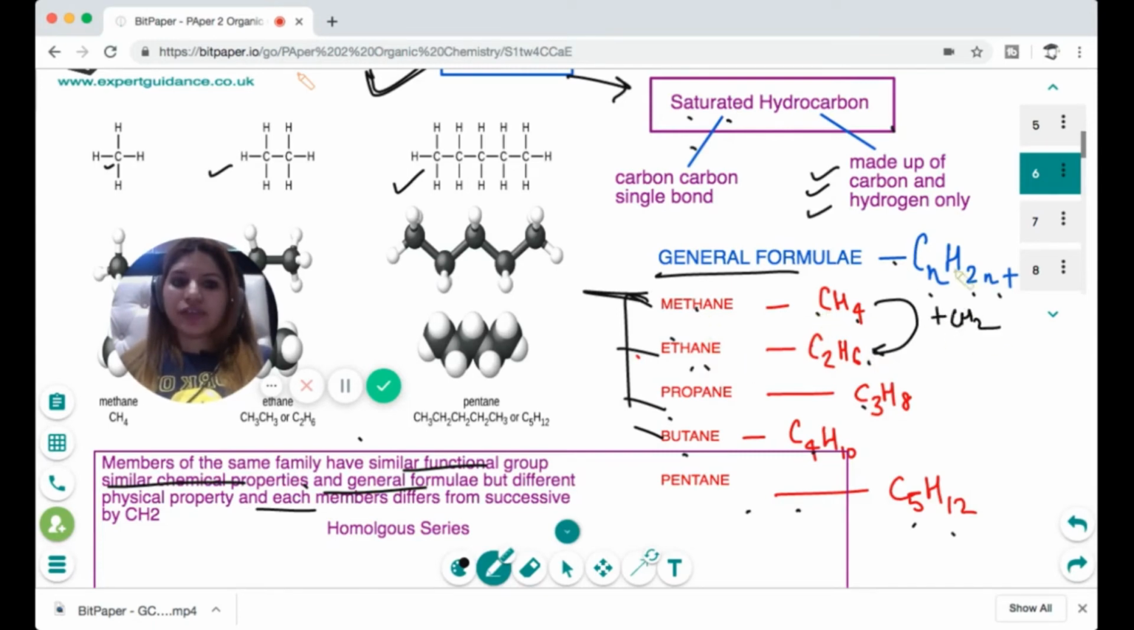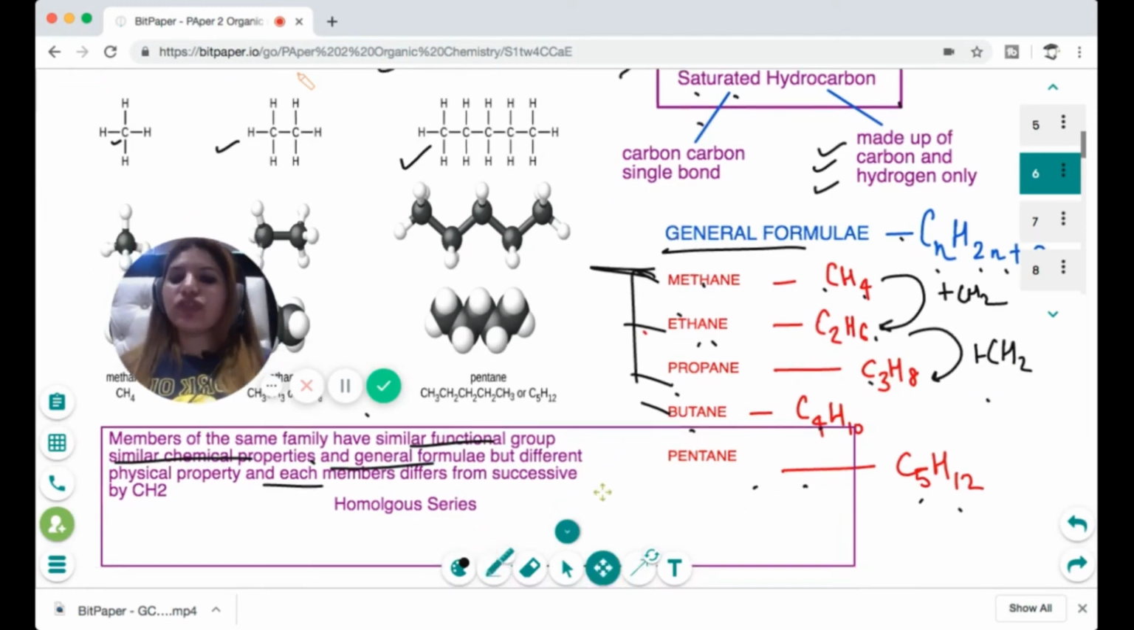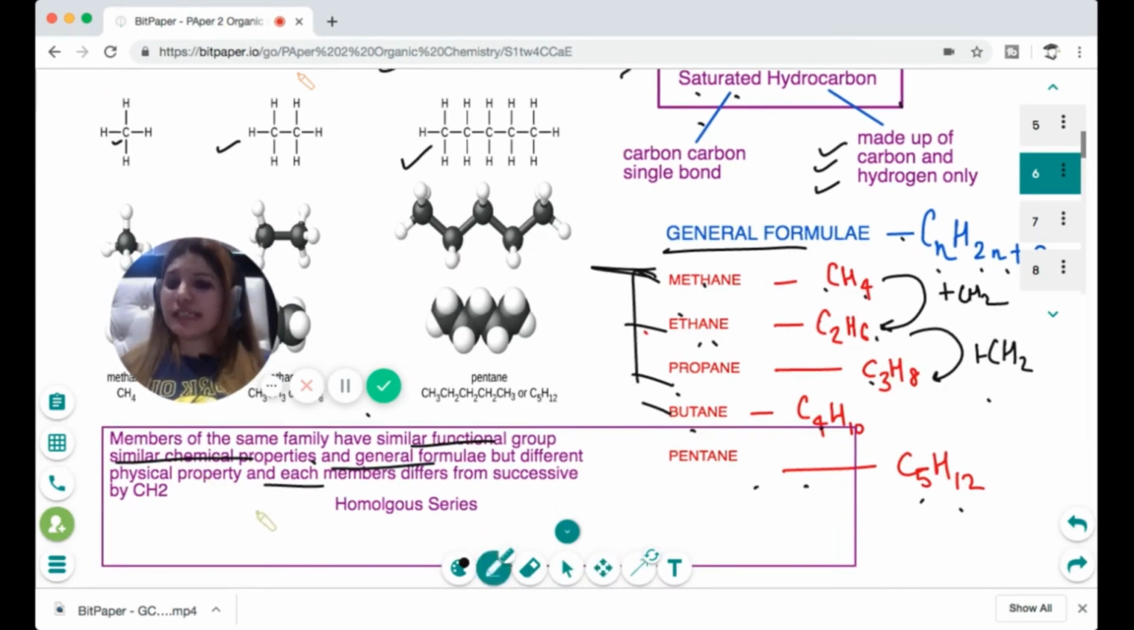So CH4 add 1 carbon 2 hydrogen gives C2H6. C2H6 add 1 carbon 2 hydrogen is C3H8. So this is the definition of homologous series, and it is often asked in the exam, so make sure you remember this. Homologous series are the members of the same family having similar functional group, similar chemical properties, and the same general formula, but different physical properties, and each member differs from the successive one by a CH2 group.